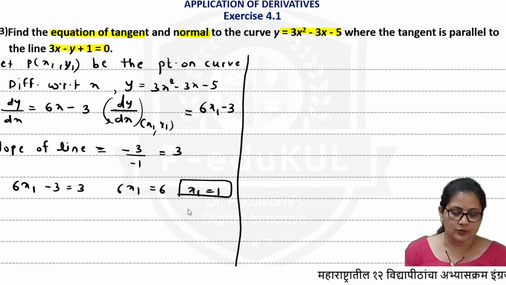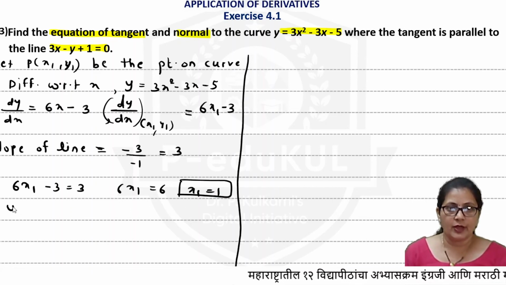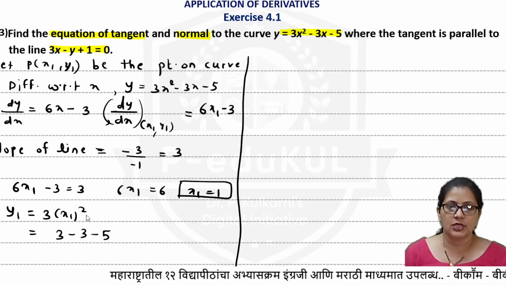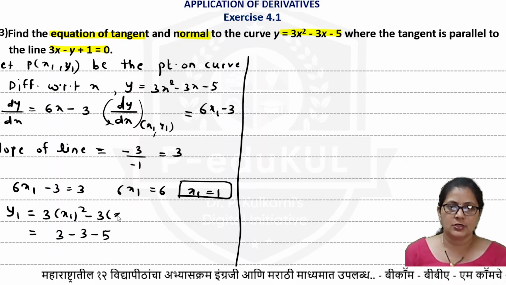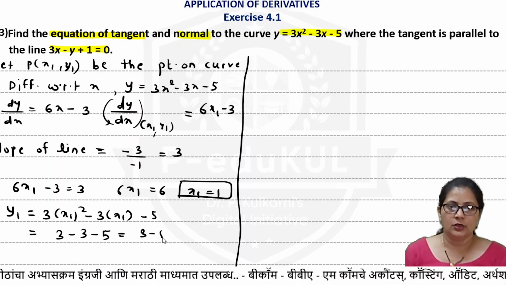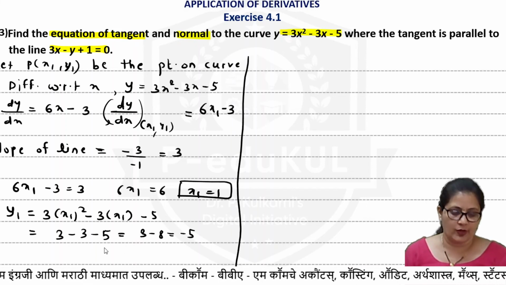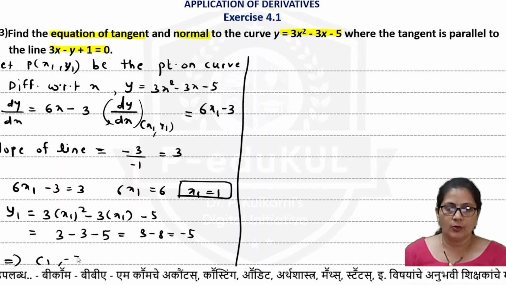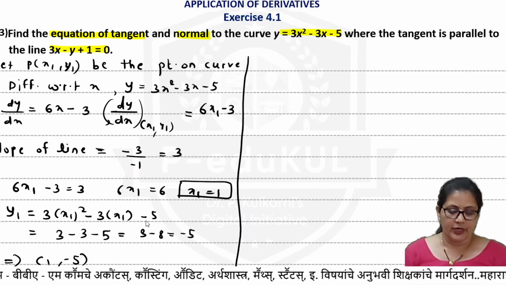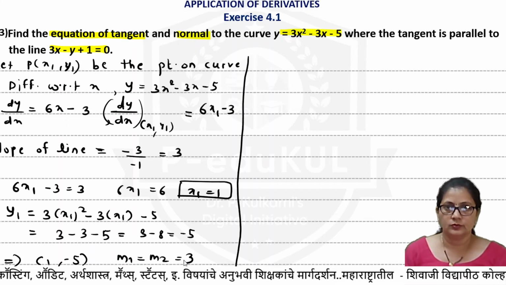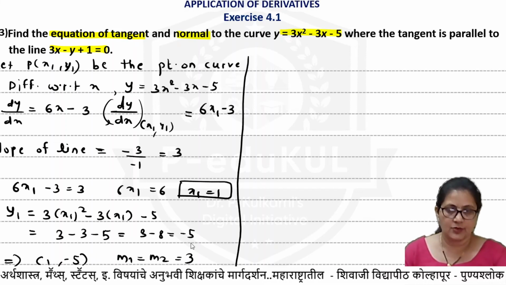So if you get x1 as 1, you can get y1 also. Here I am supposed to put the values. So that will be 3x1 square minus 3 into x1 minus 5. So this is 3 minus 8, which will be minus 5. So my point will now be (1, minus 5). Right? And both slopes are the same.